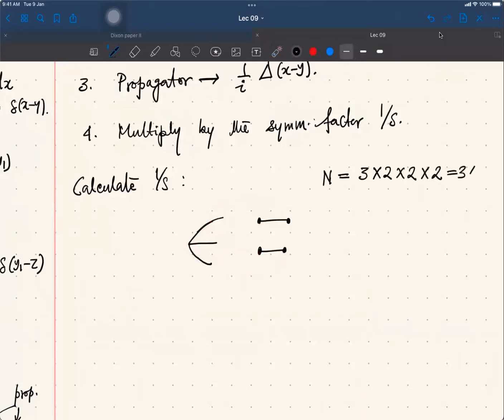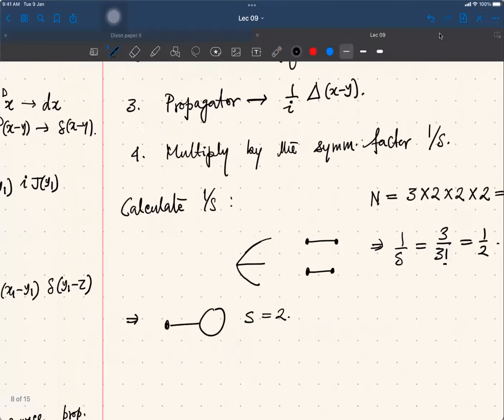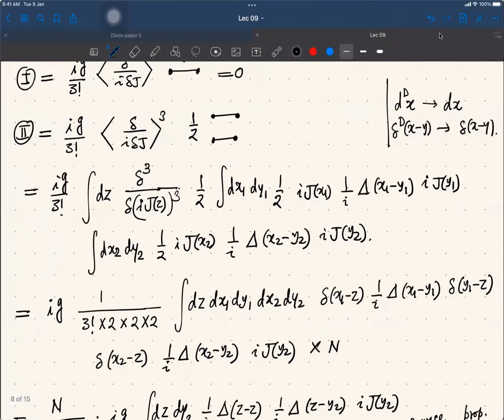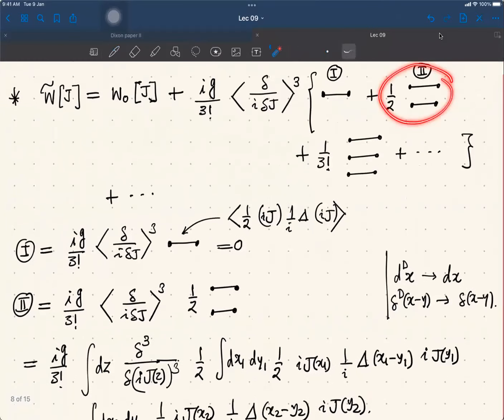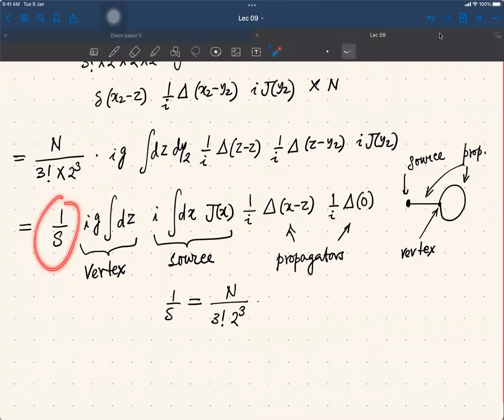So this is 3 times 2 cubed, and therefore 1 over s, which is n by 3 factorial times 2 cubed, is 3 over 3 factorial, that's half. So s is equal to 2 for this diagram. Okay, now that completes the calculation of this term totally. We have now calculated this term completely. This is the expression. This is half, and this is the expression.